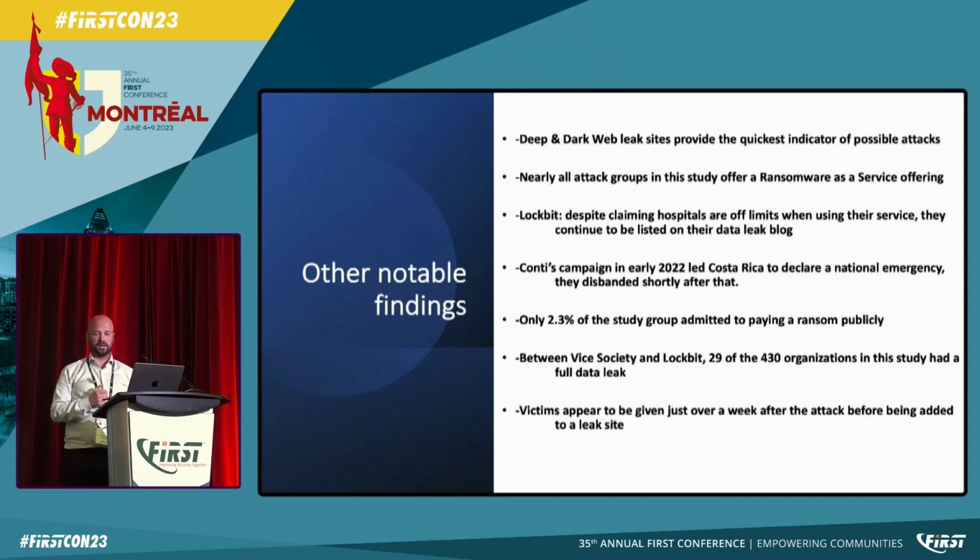Between Vice Society and LockBit, 29 of the 430 organizations had a full data leak. Victims appear to be given just over a week after the attack before being added to a leak site. But the higher the volume of the attack, the higher the price they're looking for, and the quicker they get a response and negotiations start with the impacted organization, the quicker they start posting data online.